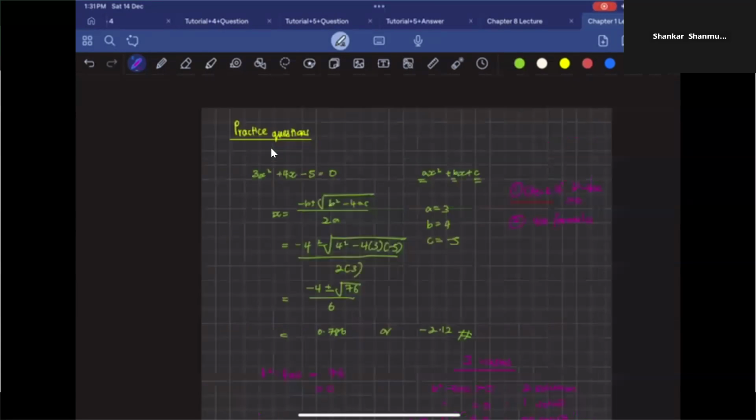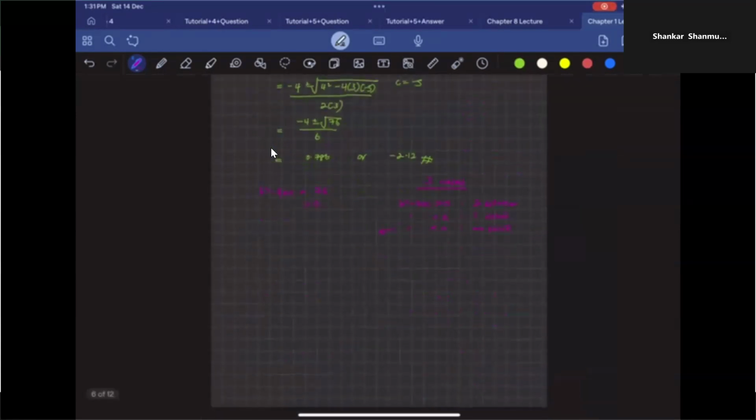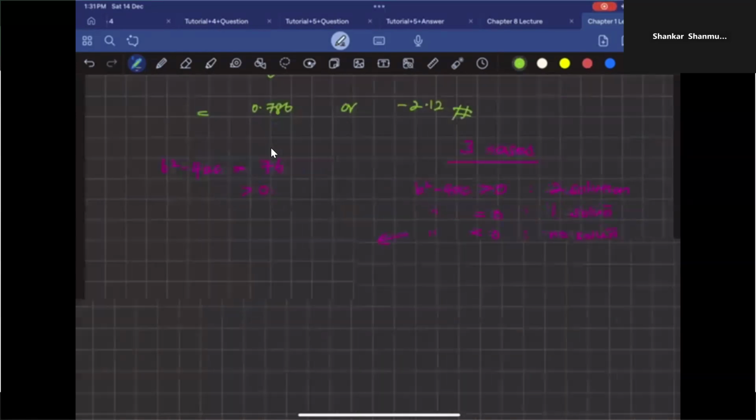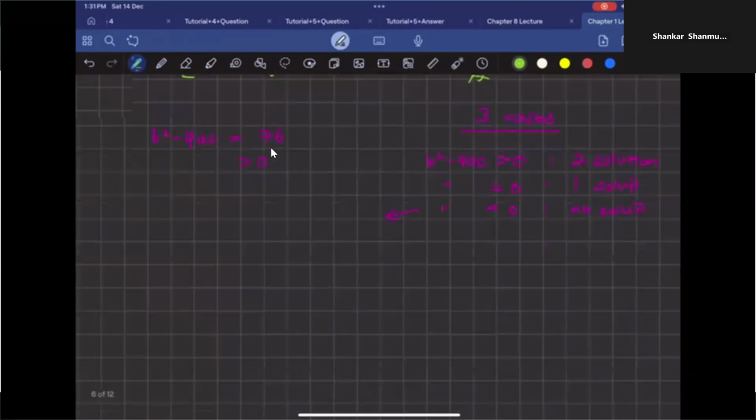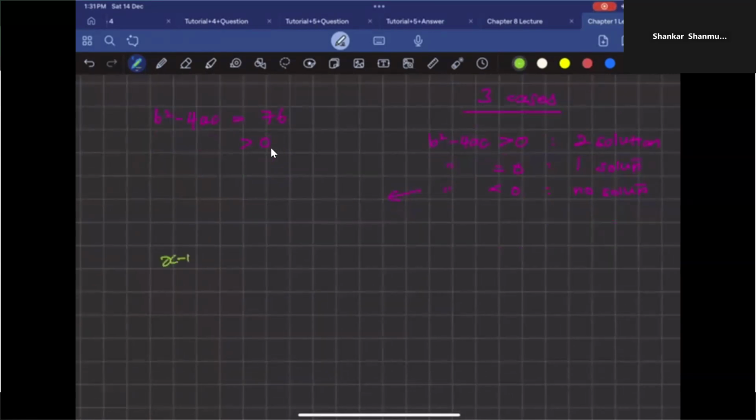Okay, so now let's do one more example. We have this equation which goes (x minus 1) squared equals 4x minus 5. If you see in this context, it's not in the form of ax squared plus bx plus c. So you need to manipulate the equation such that it gives you this form. You need to expand it and then simplify.